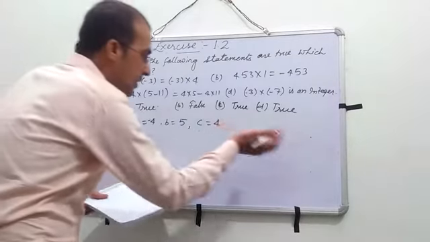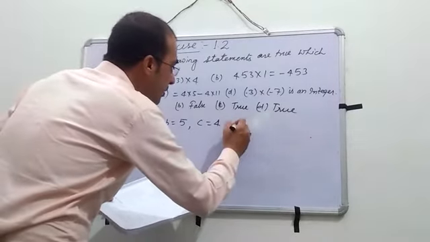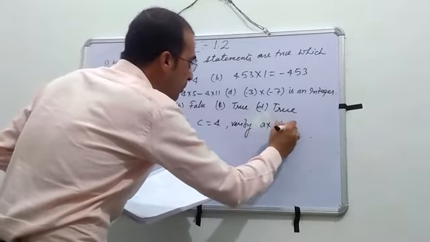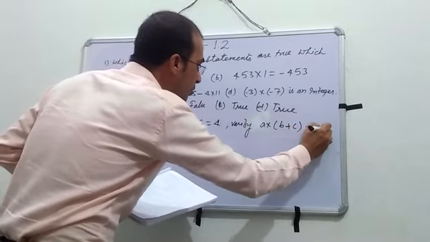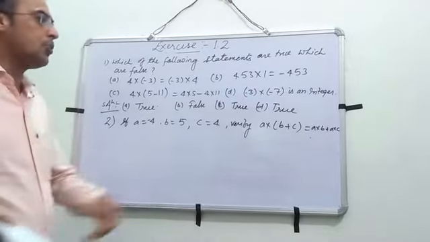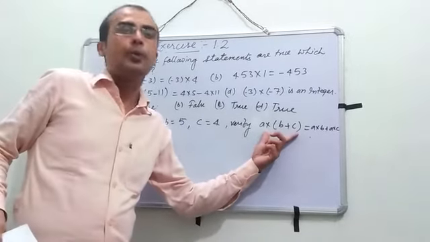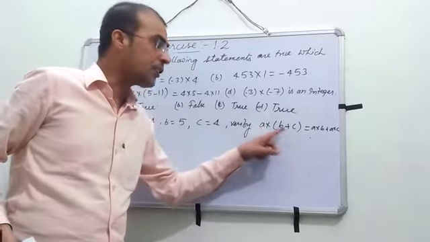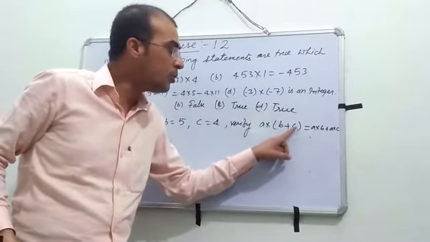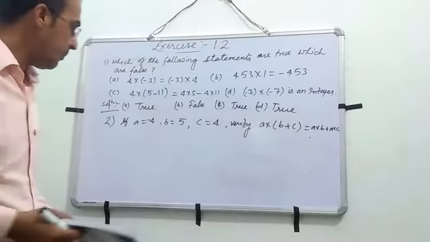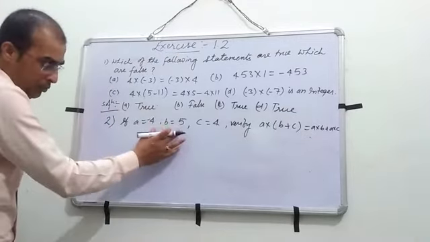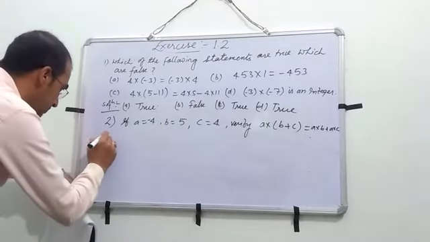Verify. A mathematical statement is given here. Verify. What is the statement? A into B plus C equal to A into B plus A into C. You know that this is the distributive property, multiplication over addition. A into B plus A into C. You have to check whether this statement is true for these values. So what will be the solution?